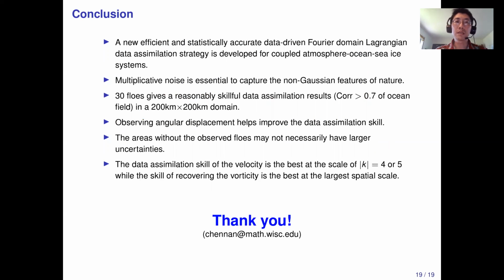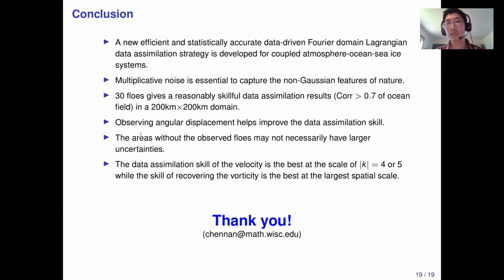Okay, to summarize, in this talk, we developed a new efficient and statistically accurate data-driven Fourier domain Lagrangian data assimilation strategy. And we show that its multiplicative noise is essential to capture the non-Gaussian features of nature. We also show that 30 flows gives us a pretty decent data assimilation scale for a domain of 200 times 200 kilometers. We also show that, different from the traditional Lagrangian data assimilation, we have this angular displacement, and it is indeed helpful to improve the data assimilation skill.